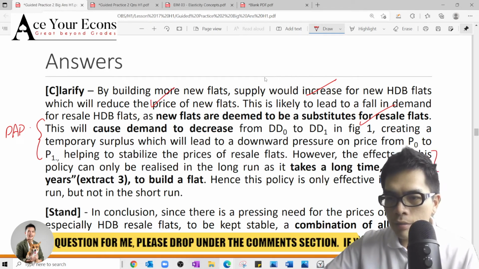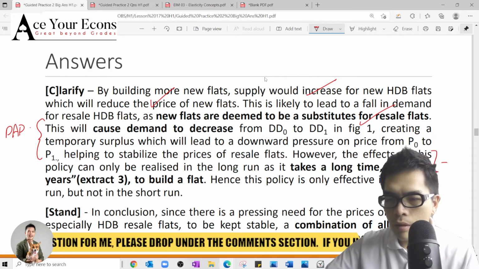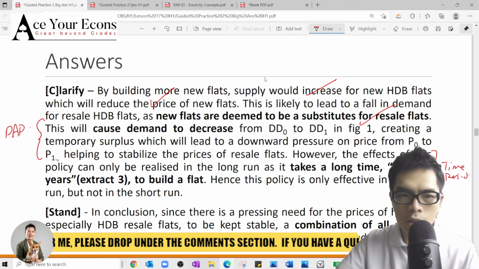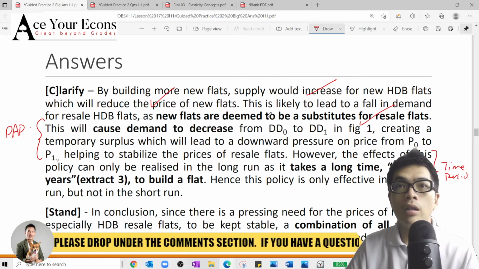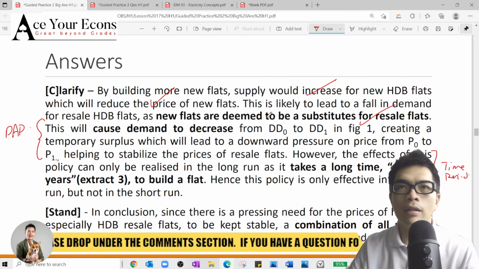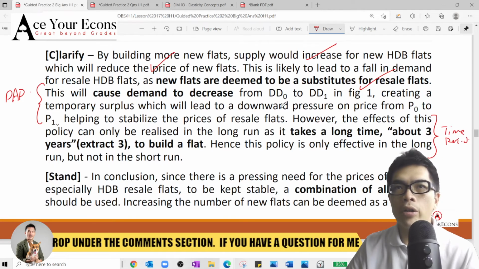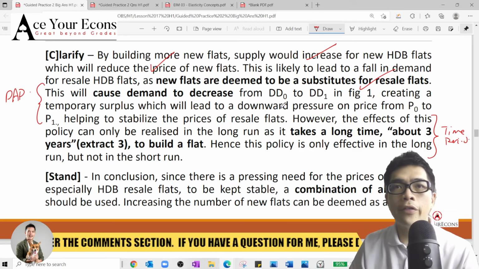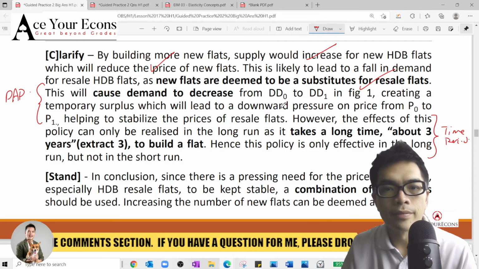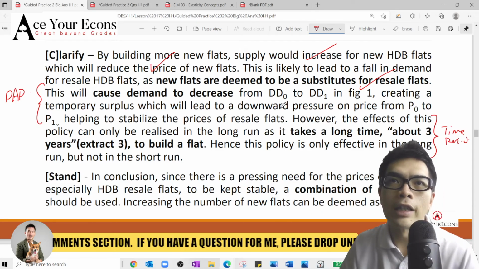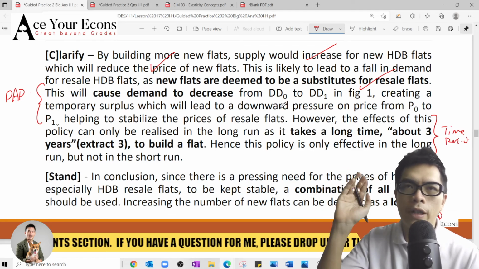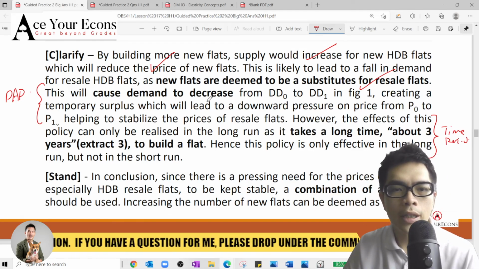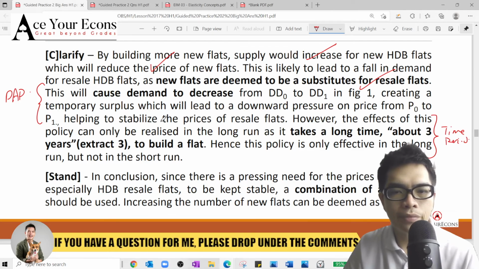Limitation, time period. Time period is the limitation. It was actually mentioned in extract 3 that building flats are going to take a long time. Therefore, the substitution effect cannot happen immediately. And your resale flats are going to experience a persistent high price because of that. The substitution won't happen immediately.